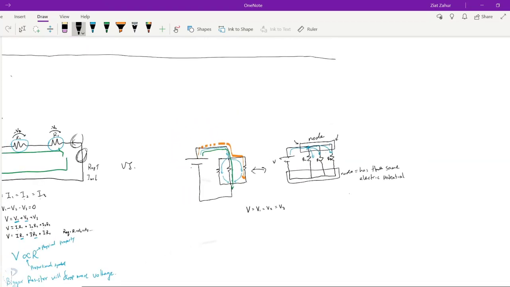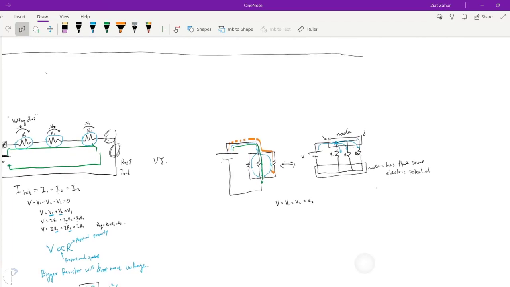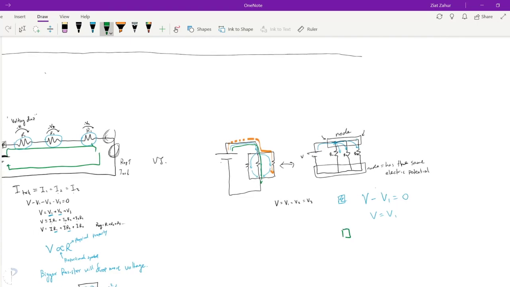And so if I did the loop rule, I would have to do 3 loop rules. One for the green, one for the blue, one for the orange. So the blue one tells me that V minus V1 equals 0. So V equals V1. The green pathway tells me that V minus V2 equals 0, and therefore V is equal to V2. And the orange tells me that V minus V3 equals 0, and so V equals V3. And this is how we get this fact.